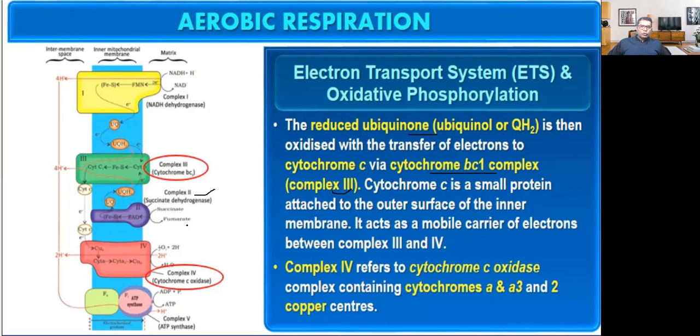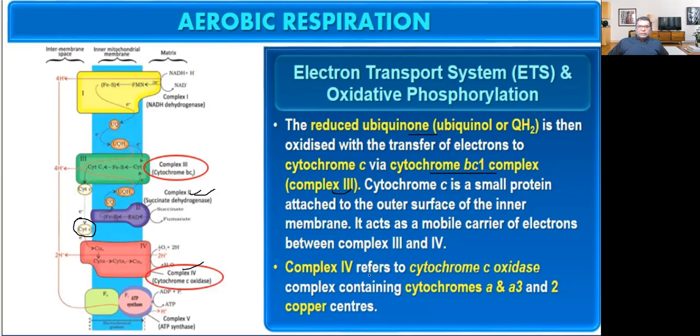Which is made up of cytochrome complex. Cytochrome C is a small protein attached to the outer surface of the inner membrane. It acts as a mobile carrier of electrons between complex 3 and 4. So this is cytochrome C. It is present between complex 3 and complex 4, so it transports electrons between complex 3 and complex 4.